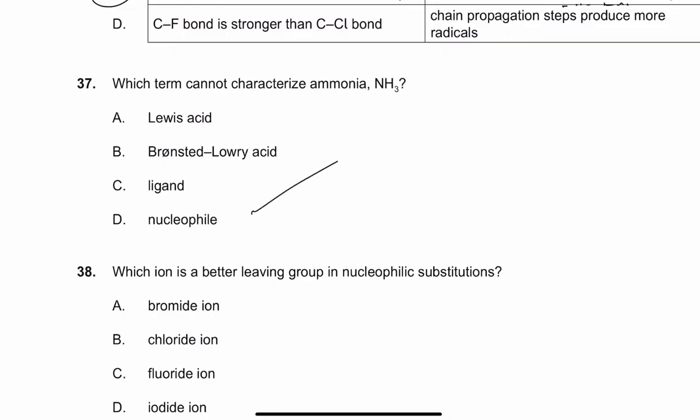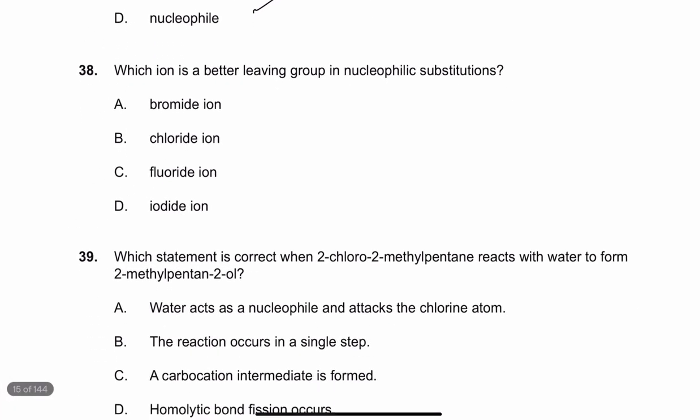Well, nucleophile, yes. Ligand, yes. Brønsted acid, it can be classified as a Brønsted acid. Oh yeah, Lewis acid is definitely not. It's not a Lewis acid. A Lewis acid is an electron pair acceptor, right? And we know that NH3 has no room for that, so it's going to be A.